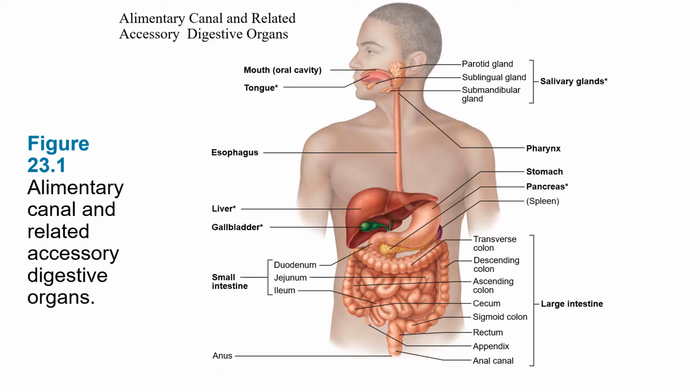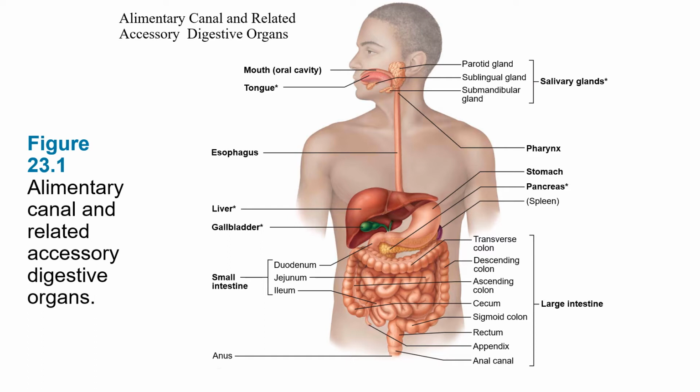Remember from lab, we have 3 major salivary glands: the parotid gland, the sublingual gland, which is under the tongue, and the submandibular gland, which is found under the mandible. Once the food is chewed up and swallowed, it's going to pass through the oral pharynx.